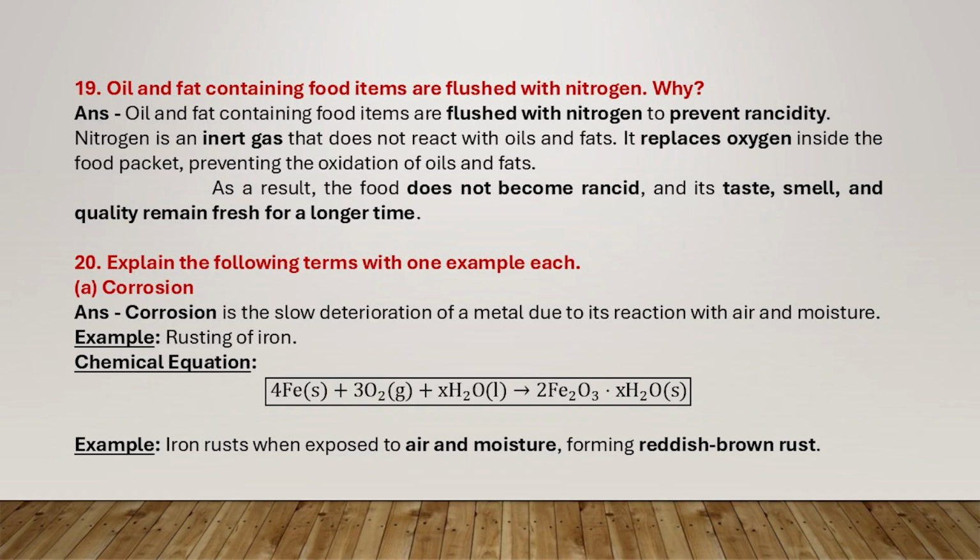20. Explain the following terms with 1 example each. A. Corrosion. Answer. Corrosion is the slow deterioration of a metal due to its reaction with air and moisture. Example: rusting of iron. Chemical equation: 4Fe(s) + 3O2(g) + xH2O(l) → 2Fe2O3·xH2O(s). Example: iron rusts when exposed to air and moisture, forming reddish-brown rust.